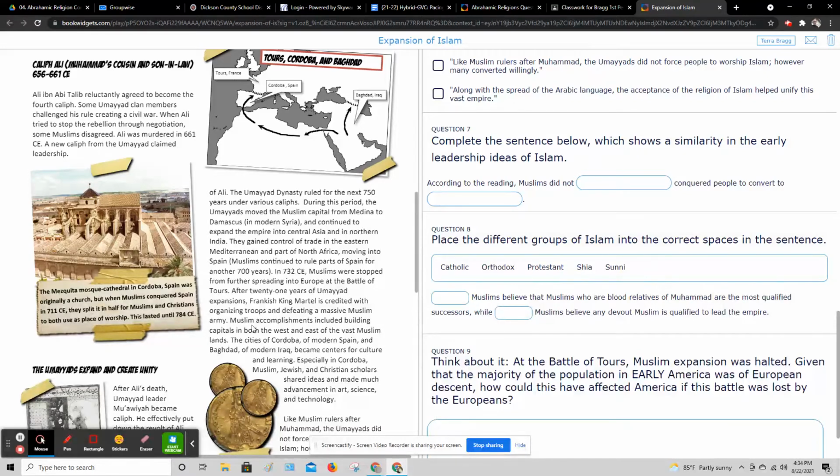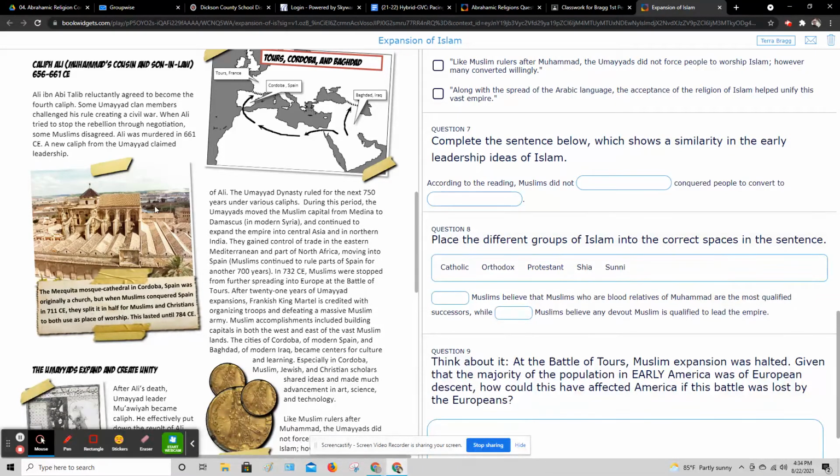Now, some of the Muslim achievements or accomplishments included building capitals in both the west and east of the vast Muslim lands. The cities of Cordoba in modern Spain and Baghdad of modern Iraq became centers for culture and learning. Especially in Cordoba, you had Muslim, Jewish, and Christian scholars all sharing ideas and making a lot of advancements in art, science, and technology.